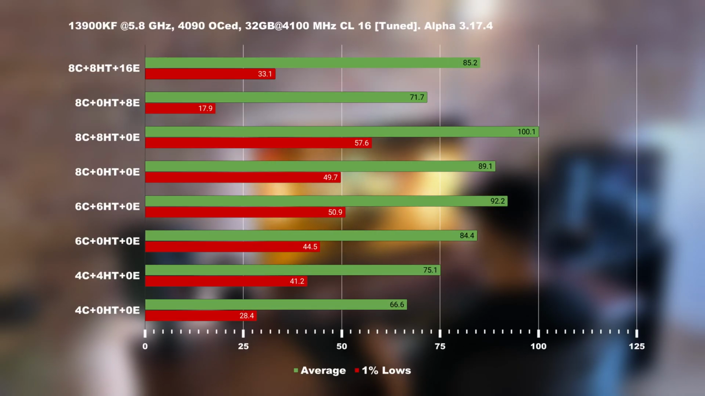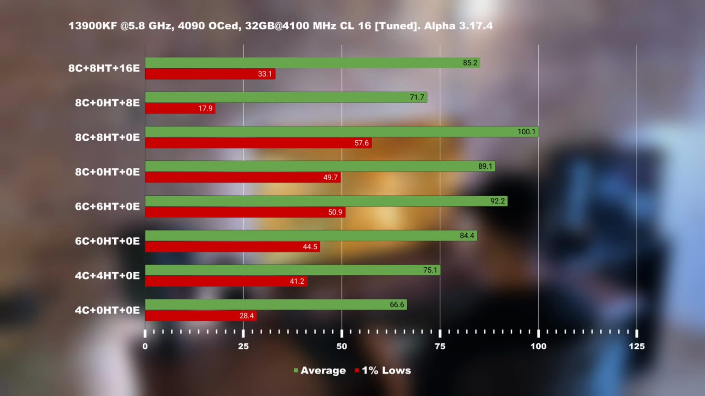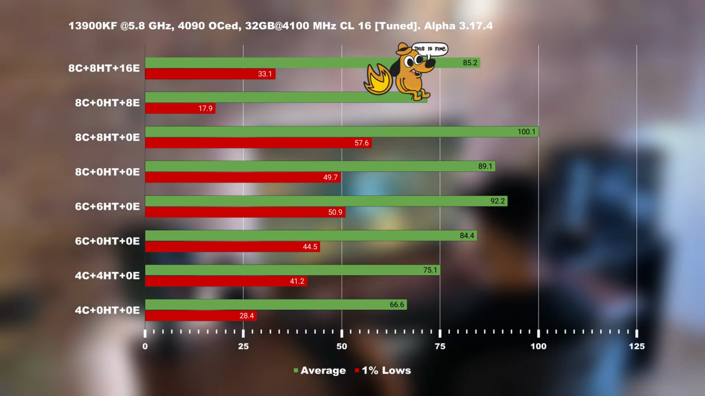So if you're running 8 cores with hyperthreading disabled and 8 E cores enabled, it is not even better than 8 cores with hyperthreading enabled. It's just complete trash, garbage. It's just terrible. You can see here it has worse stutter. The performance was absolutely disgusting, it was unplayable.